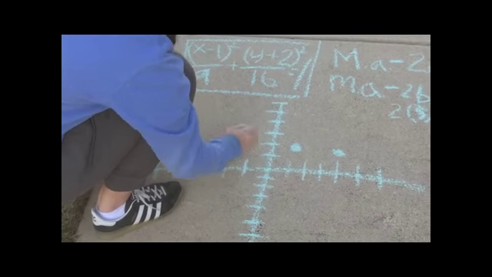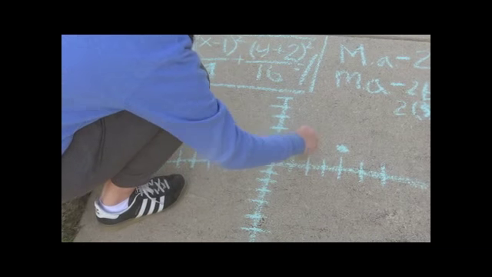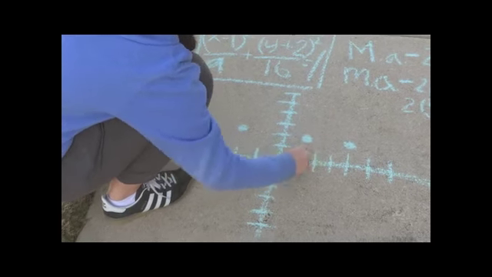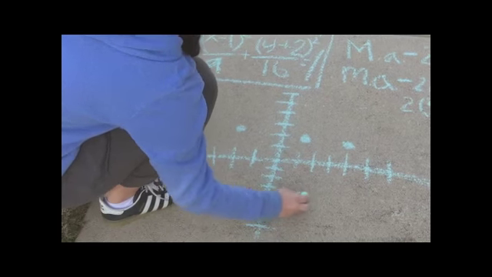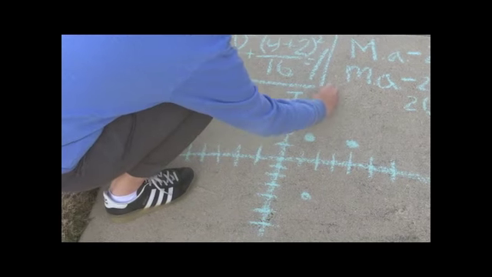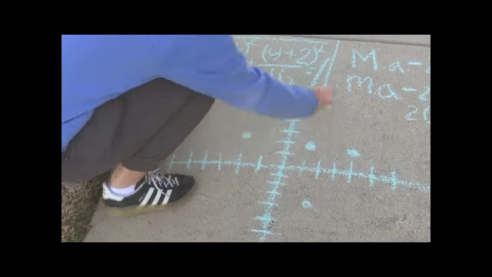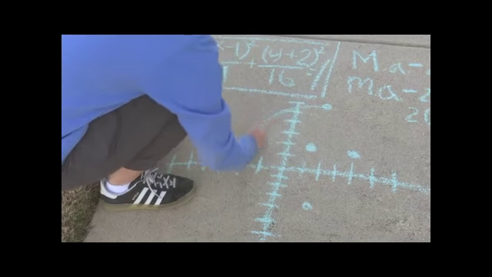The major axis is going to be 2a, which is 2 times 4, which is 8, and the minor axis is going to be 2b, which is 2 times 3, which is 6.